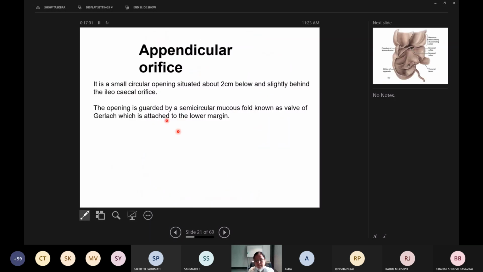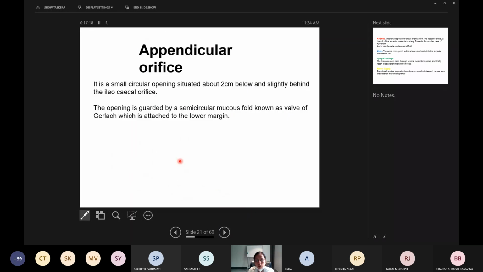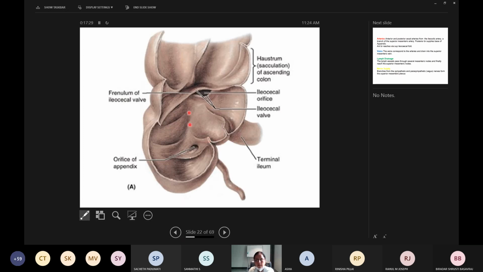Then the other orifice you are seeing is the appendicular orifice. This appendicular orifice is a small circular opening which is situated around 2 centimeters below and behind the ileocecal orifice. This orifice is also guarded by a small valve, which is called the valve of Gerlach, situated along the lower margin of the opening. So these are the two.